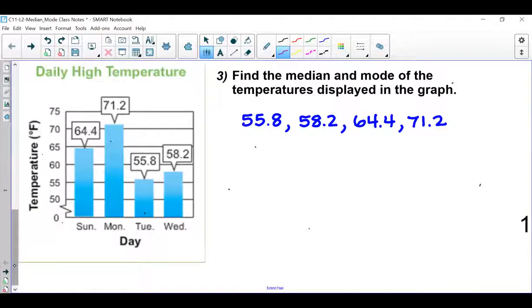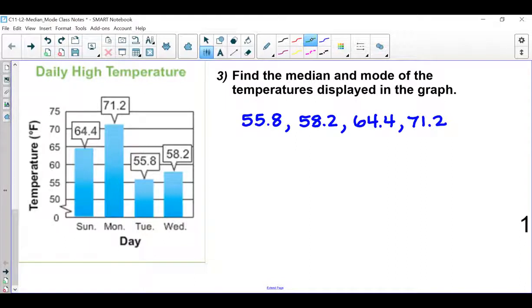Okay, let's go to number 3. We're talking about daily high temperature. Thank you guys for not doing that. So the daily high temperature, it's in Fahrenheit, Sunday, Monday, Tuesday, and Wednesday. It says, find the median and the mode of the temperatures displayed in the graph. Alrighty, so let's do that, guys. Write them down from least to greatest. Okay, and then we are going to find the median.